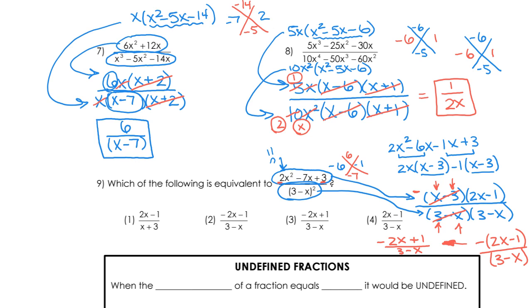Is that any of our choices? Yes. Do you see it? There's the negative 2x. Just like our negative 2x, we have a plus 1 next to it. There's the plus 1. And on the bottom, we have a 3 minus x. That matches completely. Be very careful when you pick your choices because all of those look extremely similar.